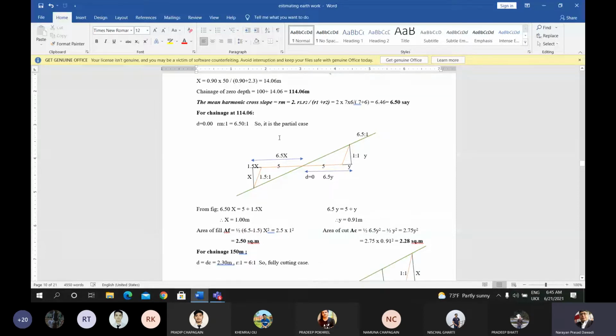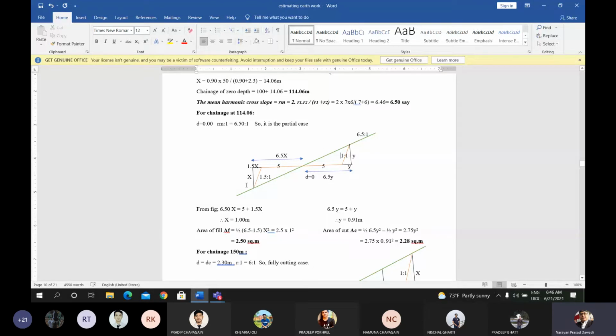Now make the figure with respect to d equal to 0. If this is d equal to 0, there is no upward or downward depth in this chainage. So from this point, draw 5 meters towards the right hand side and 5 meters towards the left hand side, and make the slopes. This slope is for the cutting portion, at 1.5:1, and this slope is for the filling portion, also at 1.5:1.